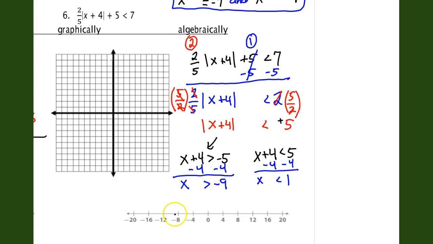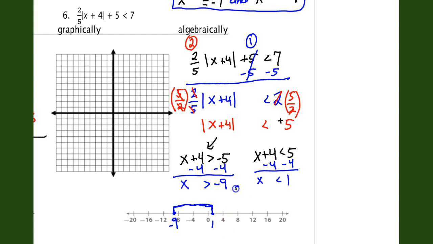So graphically, here's negative 9. So greater than negative 9 is this direction. And here's positive 1, let's say right here. So less than 1 will be right here. So you can see these connect. And you'll see that when we start off with a less than, the graphs end up connecting. So this means all the values between negative 9 and 1.